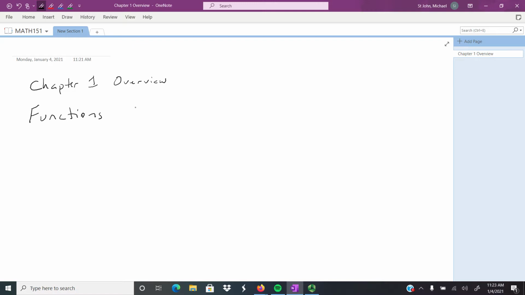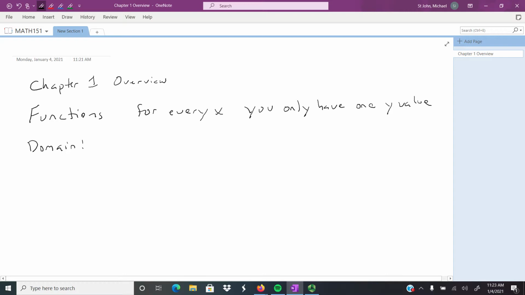So remember, for a function, that was for every x, you only have one y value. So that's what made a function a function. And then you had, in terms of the other terms you've seen before, domain, which basically was the x numbers, which is basically what numbers can you plug in. So what numbers can you plug into your equation?